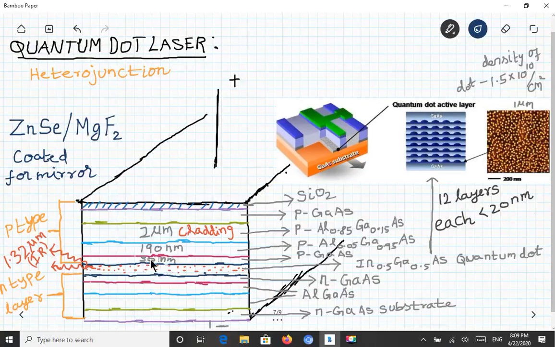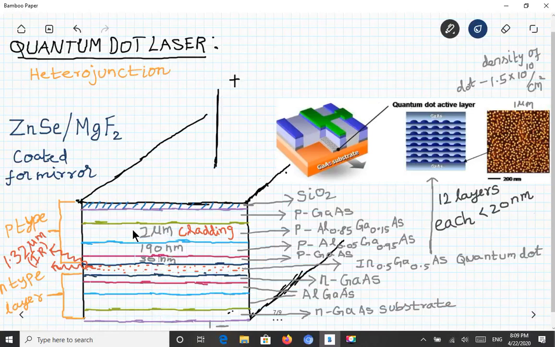Here there is a 30 nanometer layer of P-type gallium arsenide. Likewise here N-type gallium arsenide, of the same 30 nanometers. Whatever I have represented here, the same will be applicable for these below layers also.